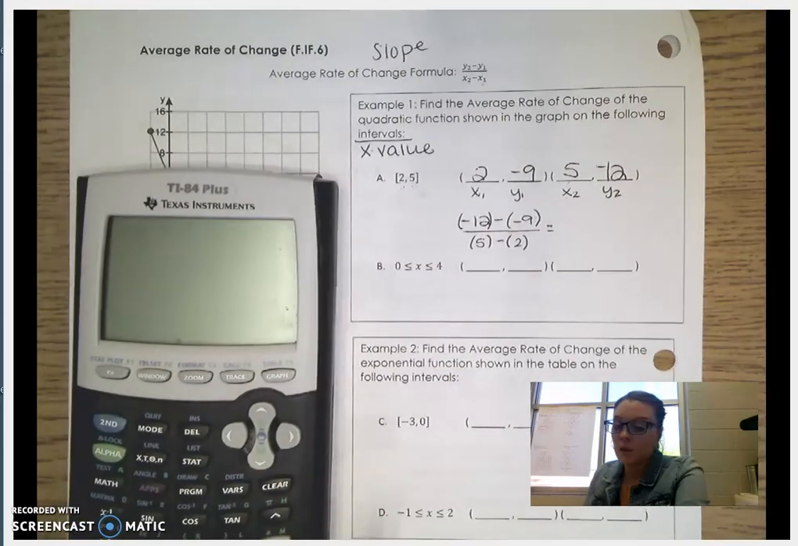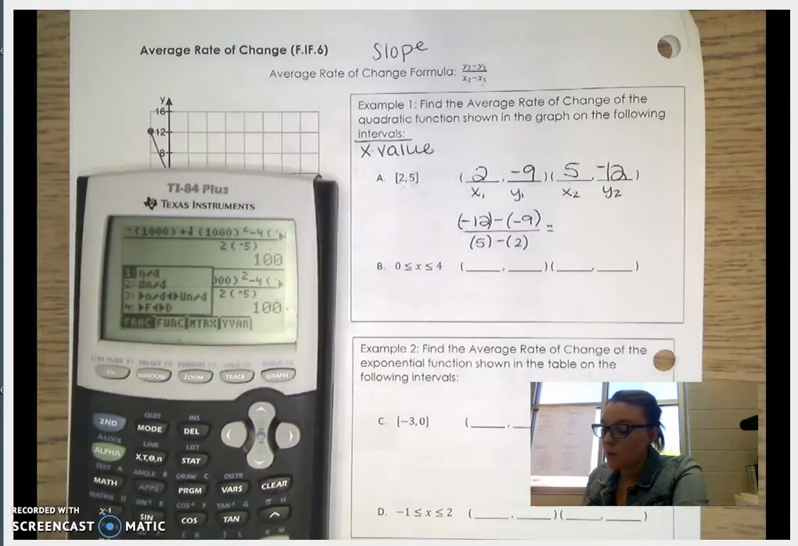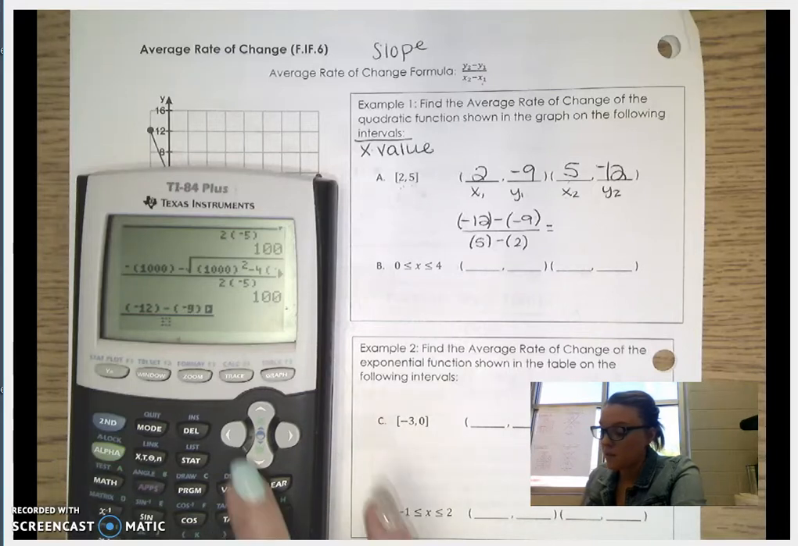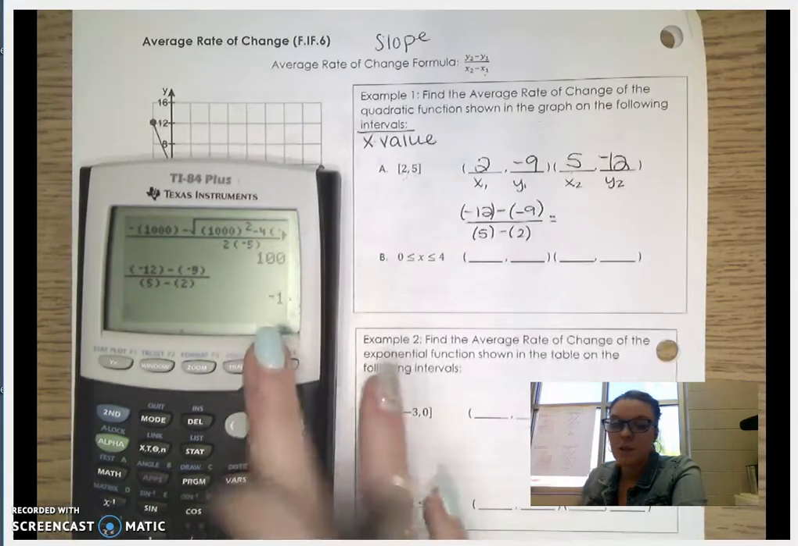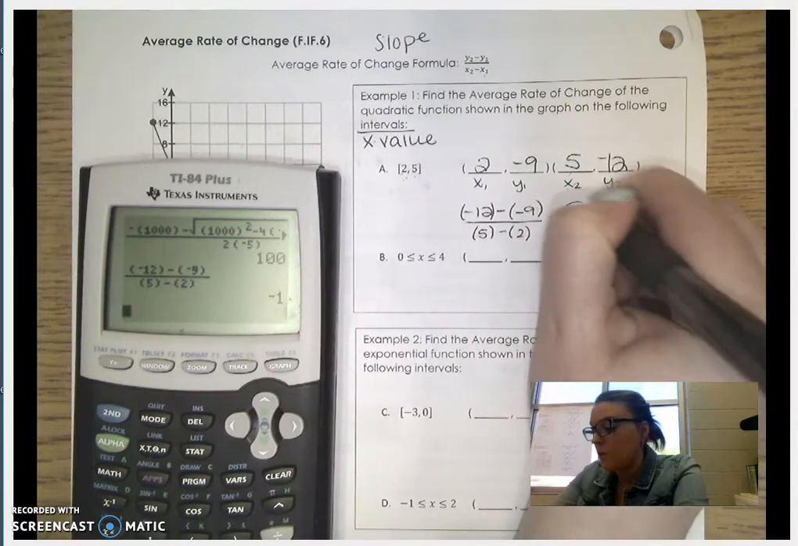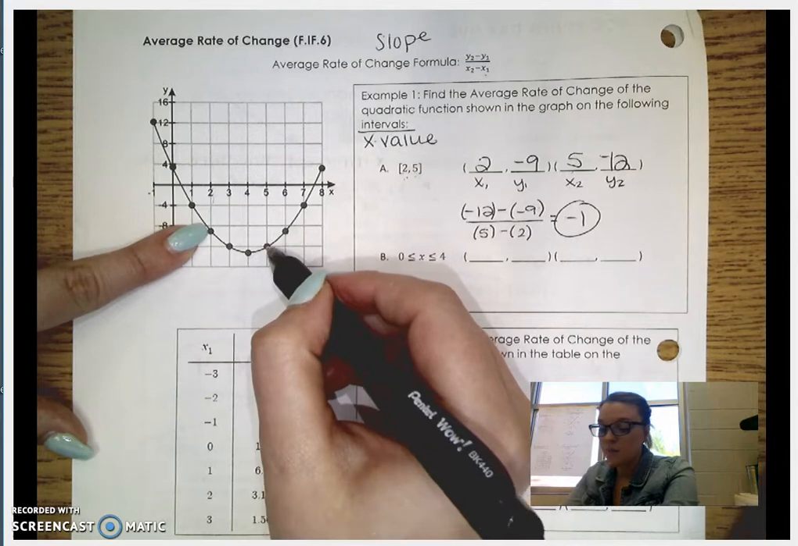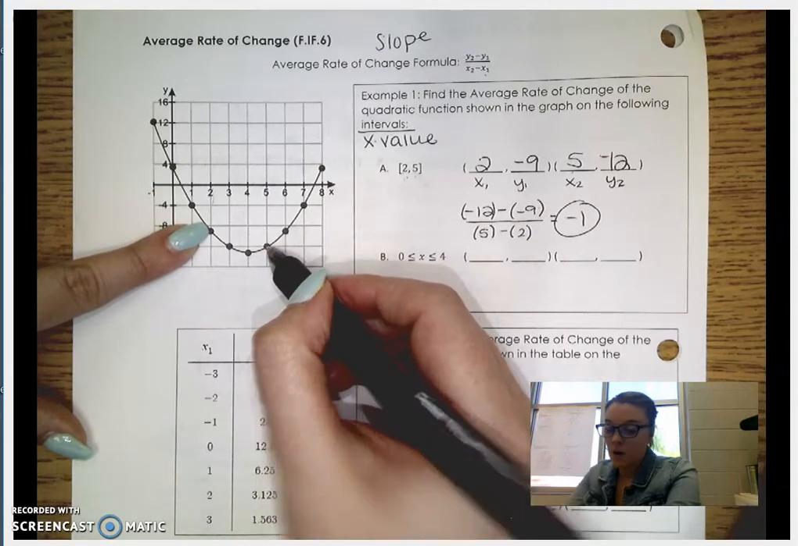So if I go alpha y equals enter, I can do parenthesis -12 close parenthesis minus parenthesis -9 close parenthesis over parenthesis 5 close parenthesis minus parenthesis 2 close parenthesis, and I get -1. So the average rate of change from here to here is -1.